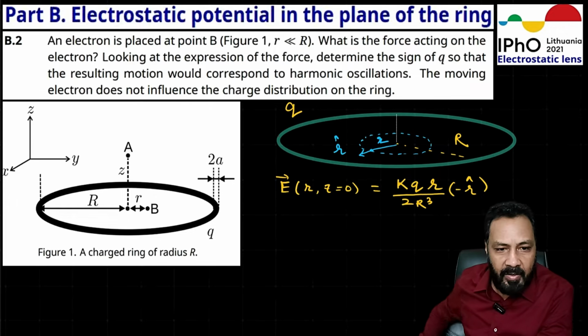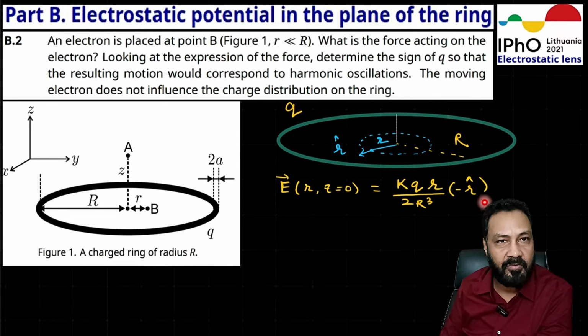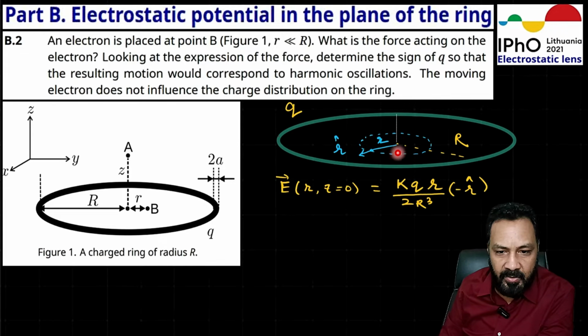And now they have asked: an electron is placed at this point B. What is the force acting on the electron? Looking at the expression of the force, determine the sign of q so that the resulting motion would correspond to a harmonic oscillation. So once again, that is the picture. The electric field here has magnitude kq small r by 2r cube along minus r cap. This is with sign. If q is positive, the electric field would be inward. If q is negative, the electric field would be outward according to this formula.